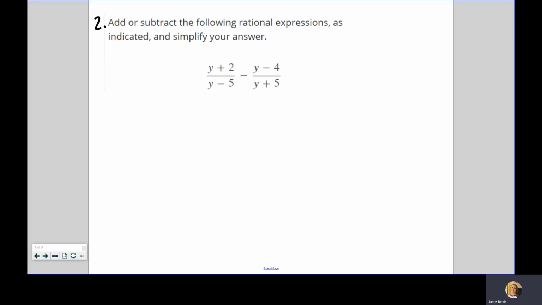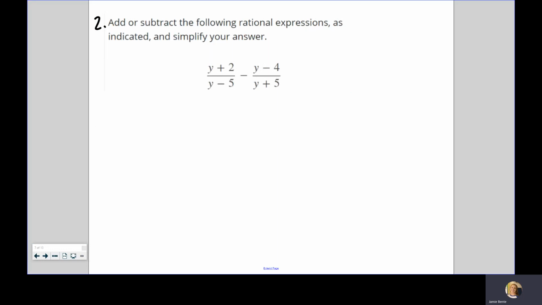This one says, add or subtract the following rational expressions as indicated and simplify your answer. This is a great test question. I might do something similar to this and then just change the numbers. I really prefer to use the variable x, but your textbook will use different variables. Here they're using y. So we have y plus 2 over y minus 5 minus y minus 4 over y plus 5.